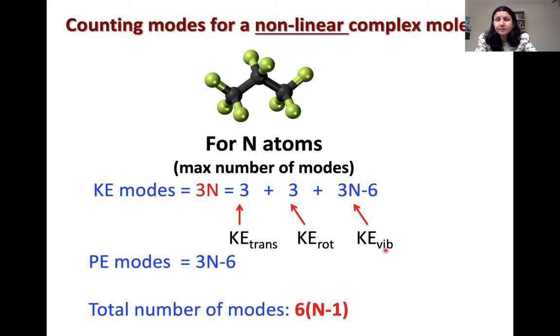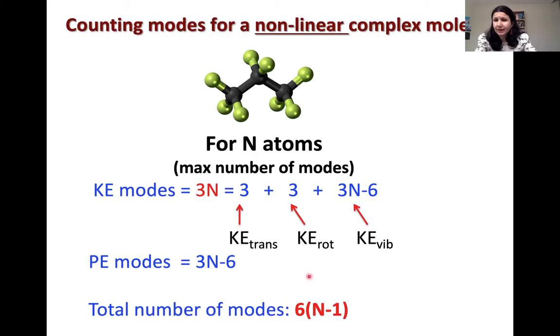But we have to remember that every kinetic vibrational mode has to come in a pair with a potential energy mode, because you can't have vibrations without both kinetic and potential modes. So we have to have the same number of potential modes, which is 3n minus 6. Then finally, the total number of possible modes, assuming none of them are frozen, is our kinetic number, 3n, plus the potential 3n minus 6, so a total of 6n minus 6, as it's written here.